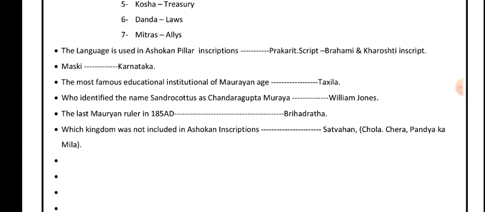Satvahana. Chola, Chera, Pandya are mentioned. Satvahana was not included in Asokan inscription. सातवाहन के बारे में कोई कुछ नहीं लिखा हुआ है. चोल, चेर, पांड्या के बारे में मिला है.